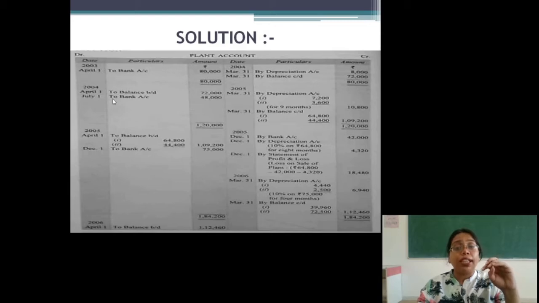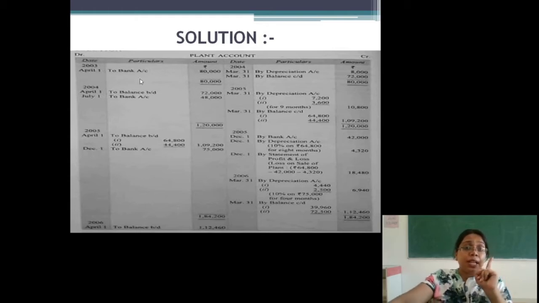So we'll have to calculate the months. We'll have to calculate from July 1st 2004 to March 31st 2005. The months will be 9 months. So we will calculate these months, and according to these months we will charge the depreciation. So depreciation charge will be 10% of 48,000 into 9 divided by 12. The amount will be 3,600.